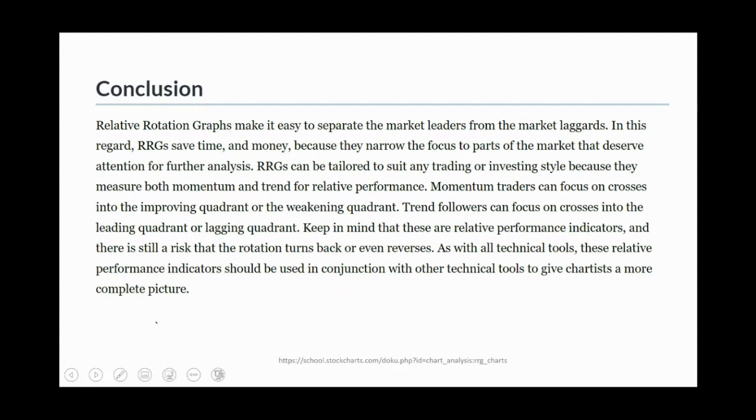The conclusion, right? Relative rotation graphs make it easy to separate the market leaders from the market laggards. In our case, we want to know which fund is leading. In the same regard, RRGs save time and money because they narrow the focus to the parts of the market that deserve attention for further analysis. So we've talked about the S&P 500 has 11 sectors, and this is obviously outside of TSP, but you could drill down into the 11 sectors and figure out which ones are outperforming the S&P 500 as a whole and only invest in those.